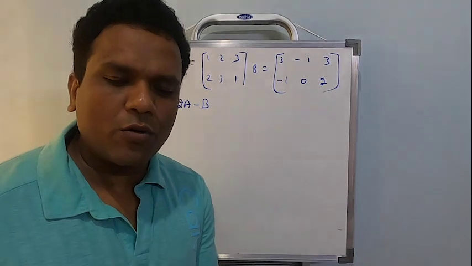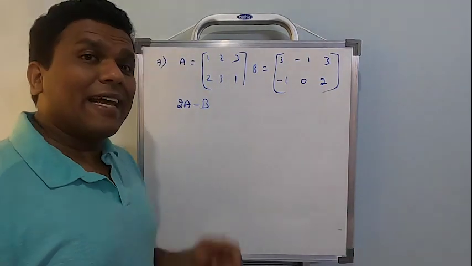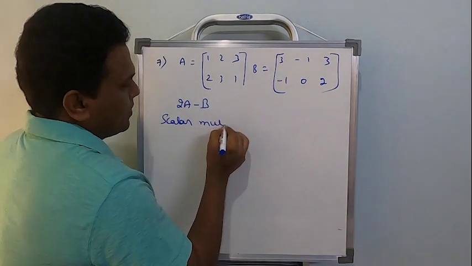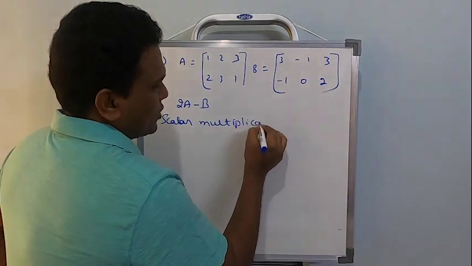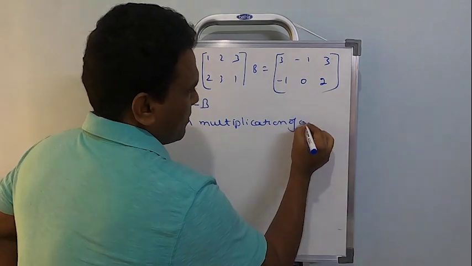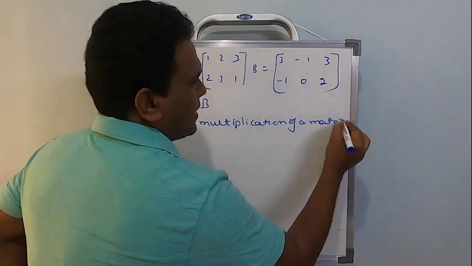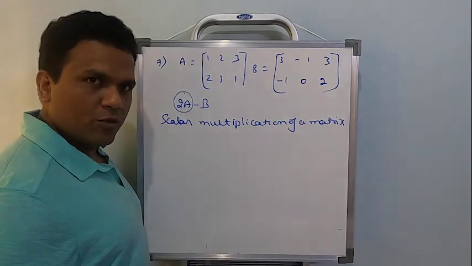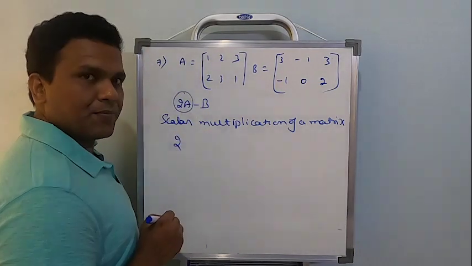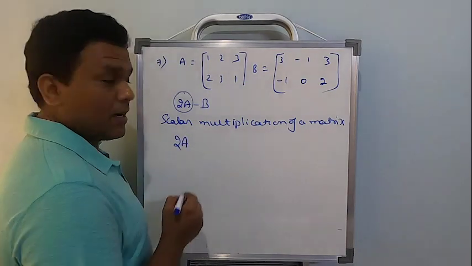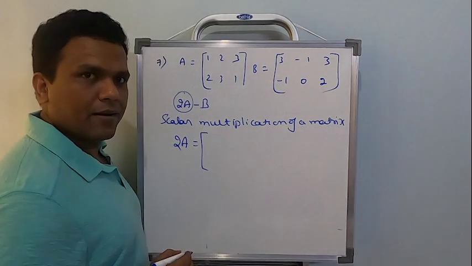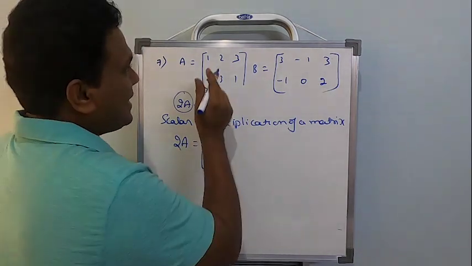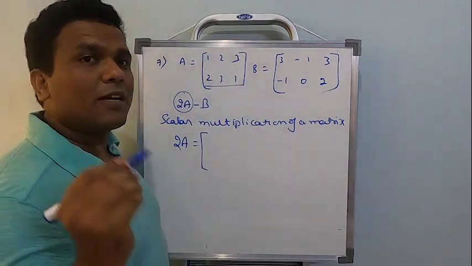Sorry students, I just forgot to explain one concept called scalar multiplication of a matrix. What is the meaning of scalar multiplication of a matrix? For example, here you have to find something called 2A. 2 is a scalar that is multiplied to matrix A. How to obtain 2A? Scalar multiplication of matrix A by 2 means each element of matrix A should be multiplied by 2.